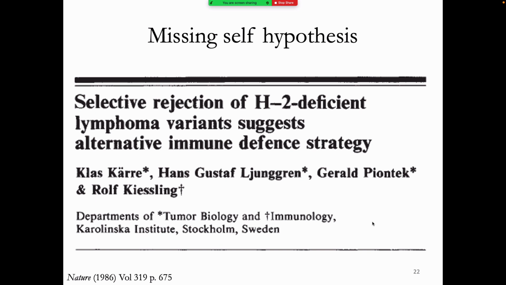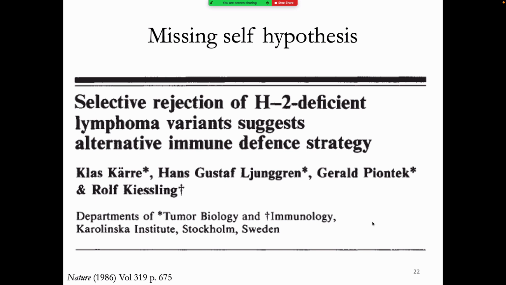It led them to the missing self hypothesis, which is correct. And what probably will not surprise you is that the mechanism that they didn't really know about at that time, but we know now, was NK cells, because I'm telling you about this during the NK cell lecture. I know, sometimes I come up with these things.